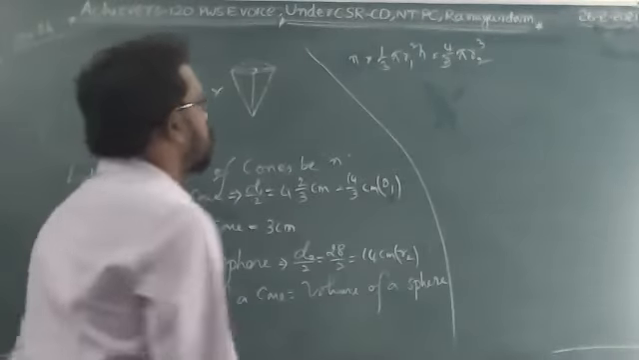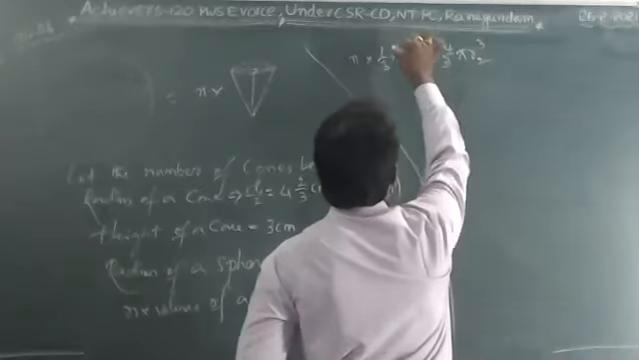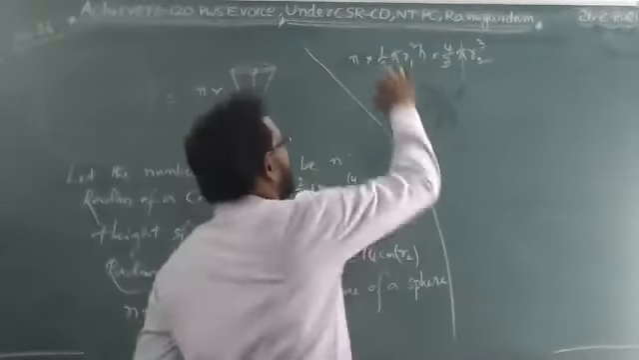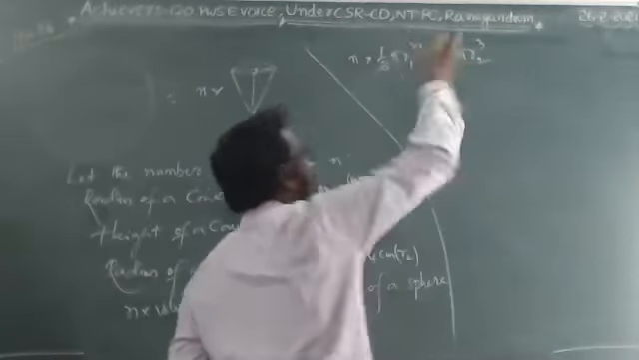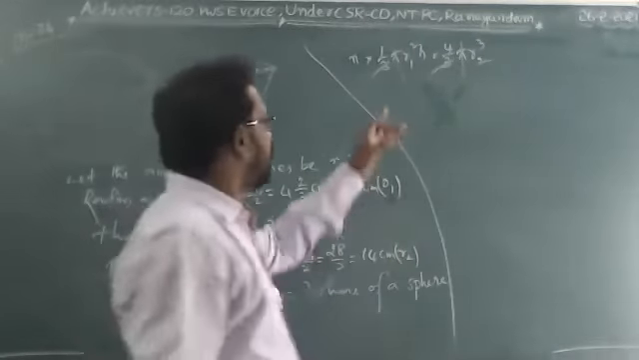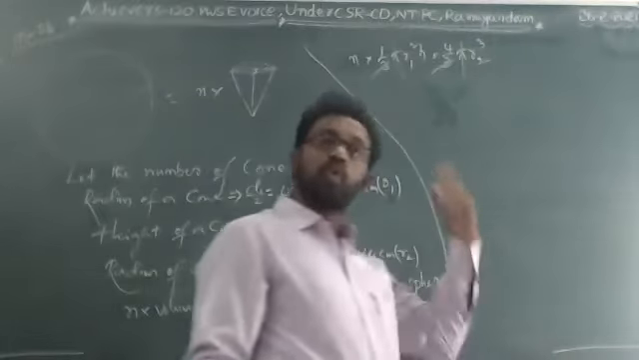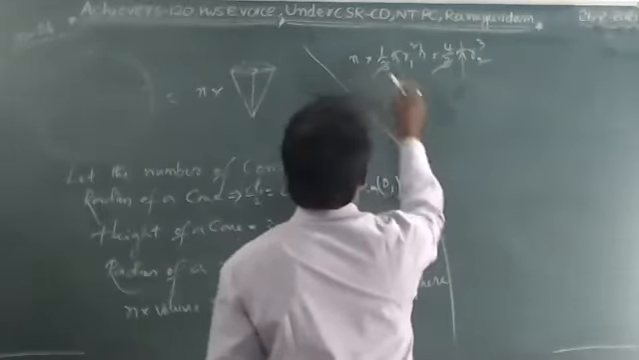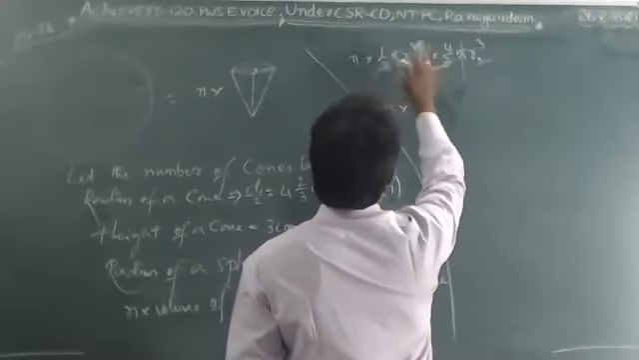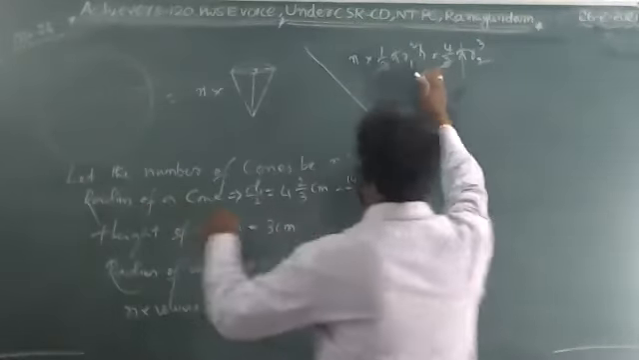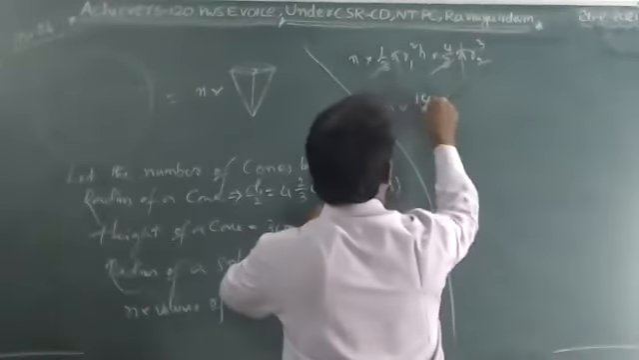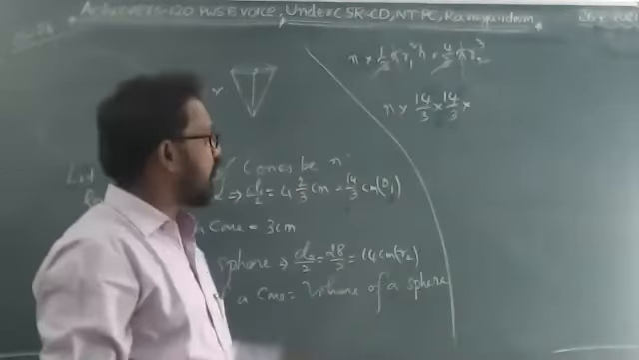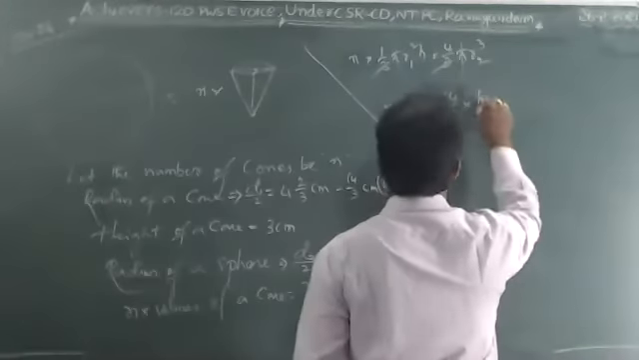Now see here, simple calculation. Pi and pi get cancelled. Easy calculation. And the 3 in the denominator also gets cancelled, because if you send this 3 to this side, it will go to the numerator. Now see what is left: n times 1/3 pi r1 square. What is r1 here? r1 square is (14/3) square, so you have to take it two times.